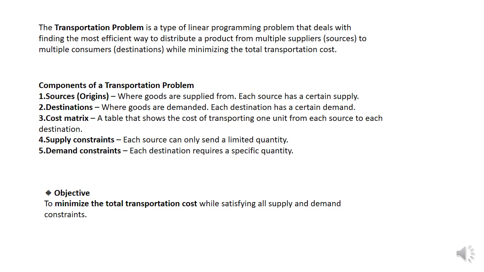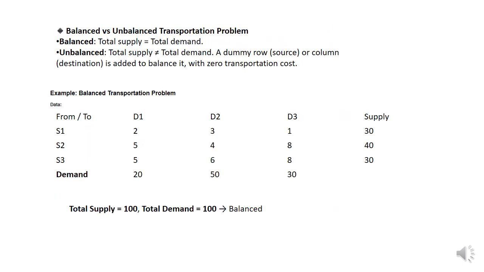Components of transportation problem: sources, where goods are supplied from, each source has a certain supply. Destinations, where goods are demanded, each destination has a certain demand. Cost matrix, a table that shows the cost of transporting one unit from each source to each destination. Supply constraints, each source can only supply a limited quantity. Demand constraints, each destination requires a specific quantity. Objective, to minimize the total transportation cost while satisfying all supply and demand constraints.